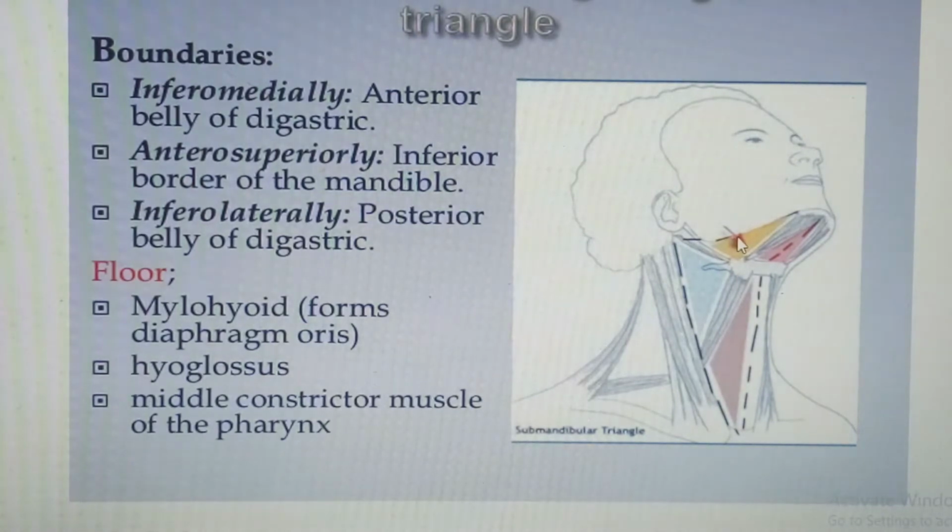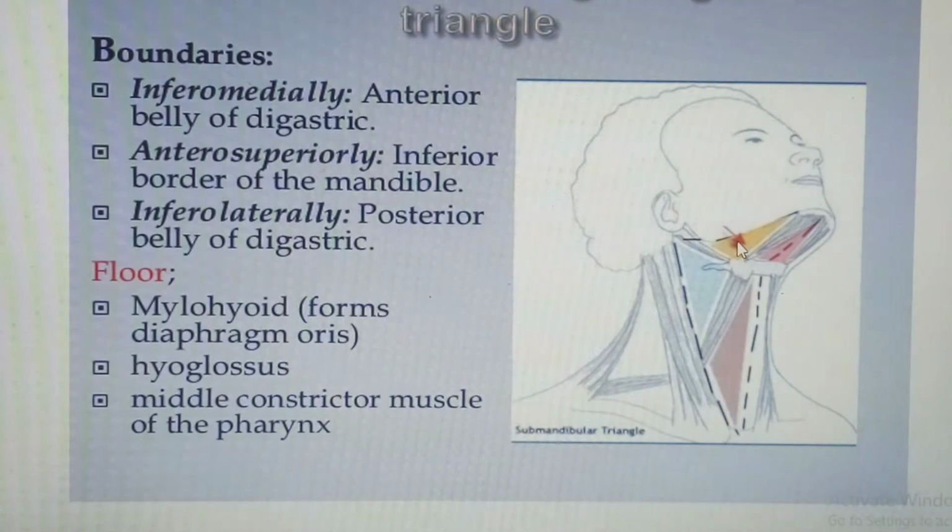But for now, what I will say is that superiorly, this triangle is bounded by the inferior aspect of the body of the mandible, together with an imaginary line taken from the angle of the mandible to the mastoid process. Anteriorly it is bounded by the anterior belly of the digastric muscle, and posteriorly by the posterior belly of the digastric muscle. These are the boundaries of the submandibular triangle, and that is where the submandibular gland can be found.